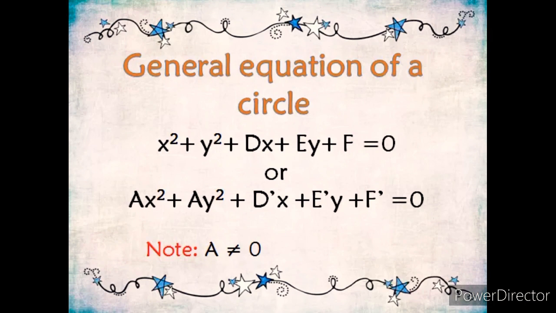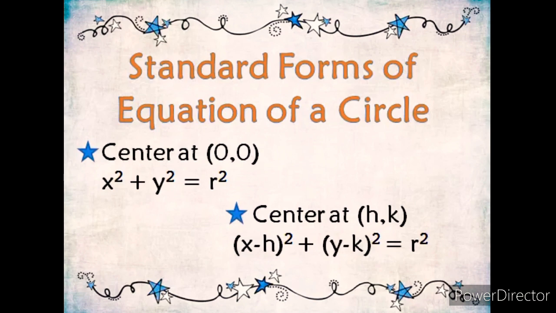And the other one, we have ax squared plus ay squared plus d prime x plus e prime y plus f prime equal to 0. And take note, a is not equal to 0. Okay, so now let's have the standard forms of the equation of a circle. So let's have the first one. We have center at 0, 0, or center at the origin.